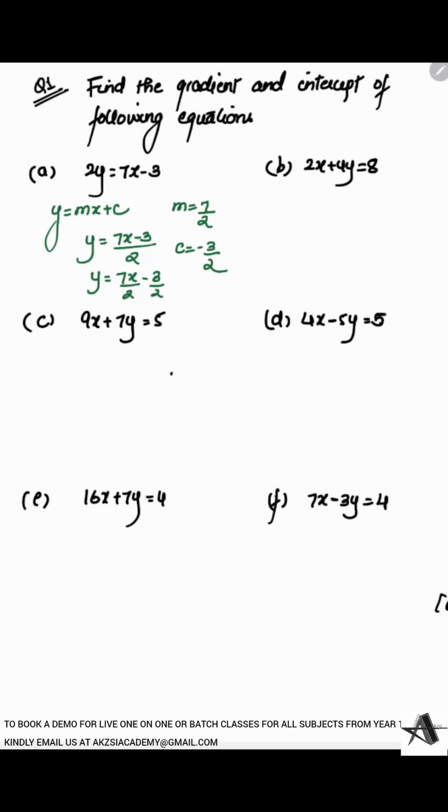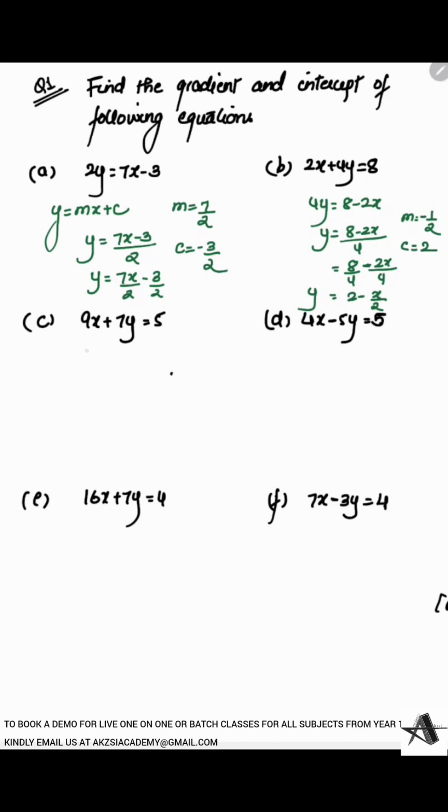Similarly, I can do the next one. I need to make y the subject. That means I need to shift 2x onto the right hand side. 4y equals 8 minus 2x. Now divide both sides by 4. y equals 8 minus 2x by 4, or 8 by 4 minus 2x by 4. We can still simplify it: 2 minus x by 2. From here, on comparing, the coefficient of x is my gradient, which is negative half. Gradient is negative half, and the y-intercept is 2.